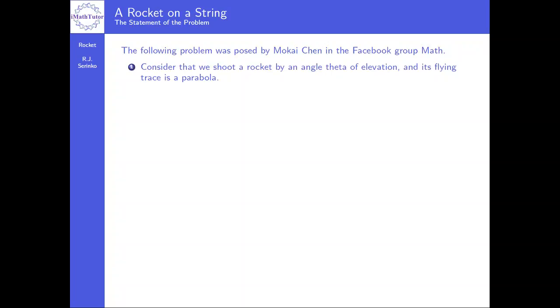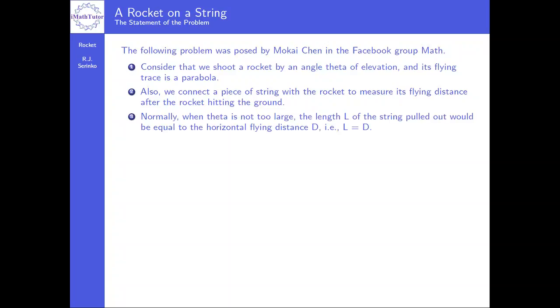Consider that we shoot a rocket by an angle theta of elevation, and its flying trace is a parabola. Also, we connect a piece of string with the rocket to measure its flying distance after the rocket hits the ground. Normally, when theta is not too large, the length L of the string pulled out would be equal to the horizontal flying distance d. However, if theta is too large, L would be greater than d, so what is the greatest value of theta to keep L equal to d?